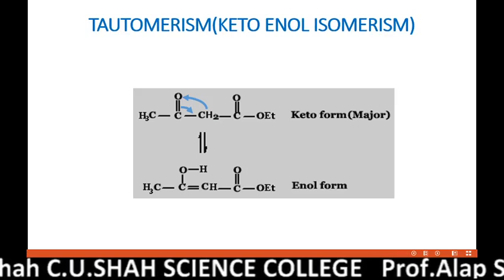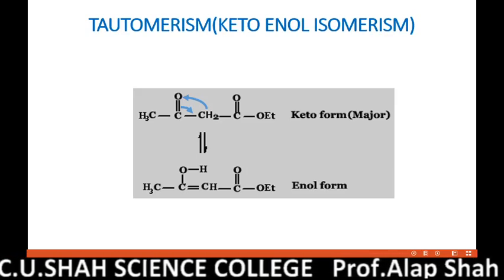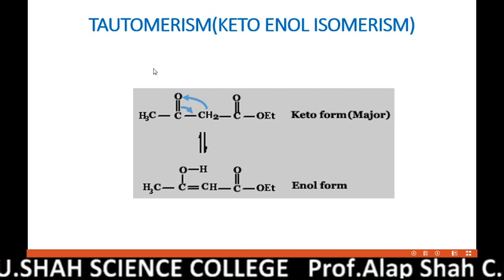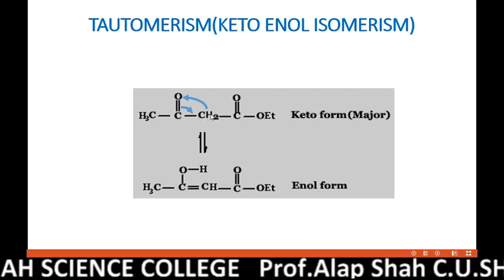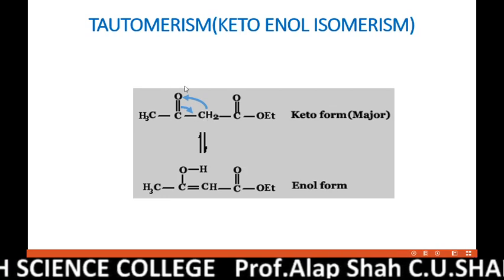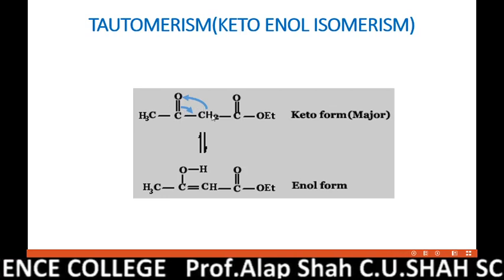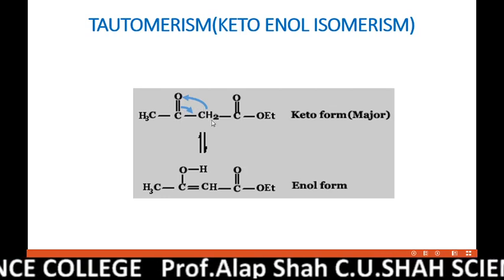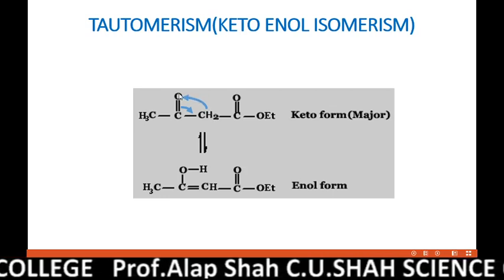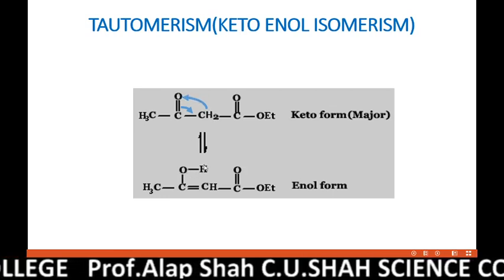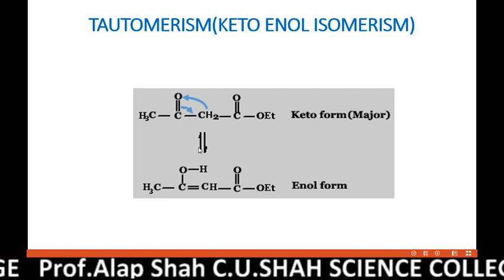Tautomers are also called keto-enol isomerism. This is ethyl acetoacetate, a beta-ketoester. Here you can see this is the keto form, as the functional group is a ketonic group. Now from the neighboring methylene group, one hydrogen migrates to the oxygen, so it turns to OH, and the double bond shifts between two carbons.